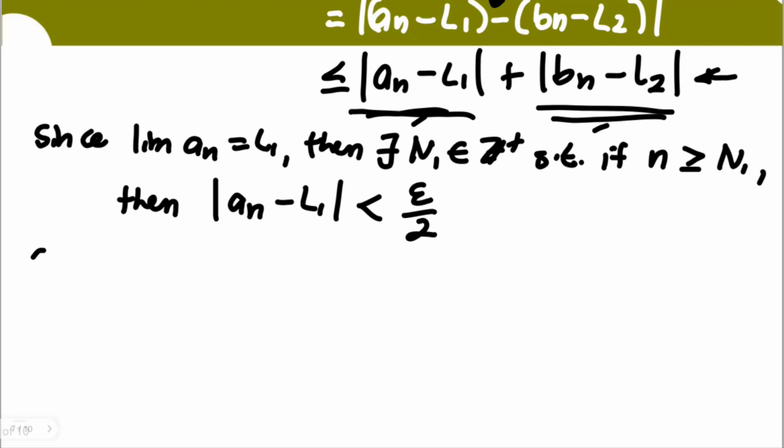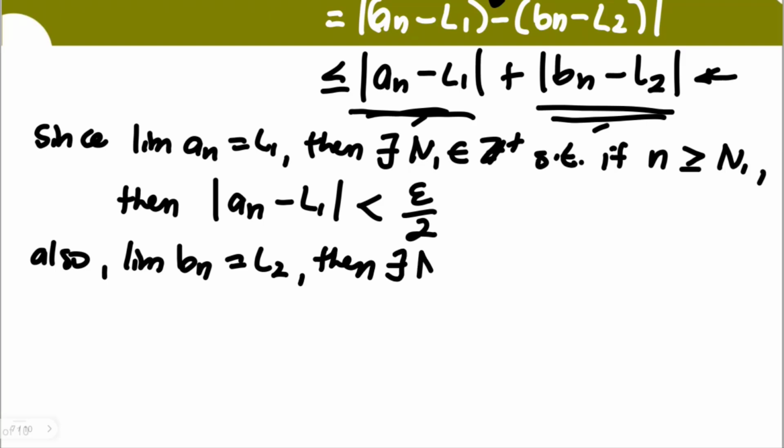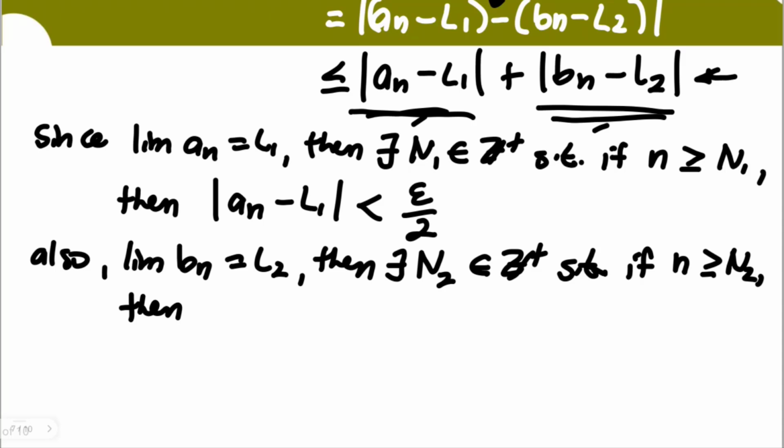Okay, so that is also true here: the limit of b sub n is equal to L sub 2. Then there exists, again, we can use capital letter N, and we will use n sub 2, which is an integer, such that if n is greater than or equal to n sub 2, then the absolute value of b sub n minus L sub 2 is less than still epsilon over 2. Okay, this is unique to this form.